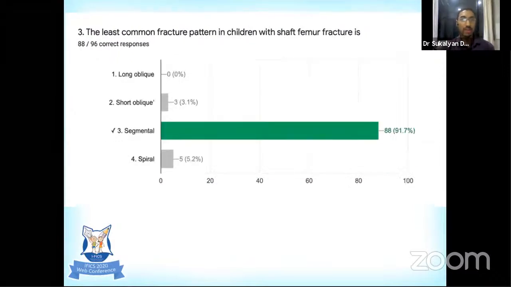Number three, the least common fracture pattern in children with shaft femur fracture is: number one, long oblique; number two, short oblique; number three, segmental; and number four, spiral. 91.7% of the participants answered it right, that is segmental shaft fractures.